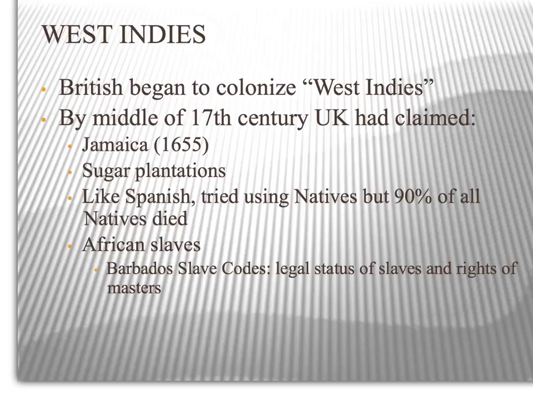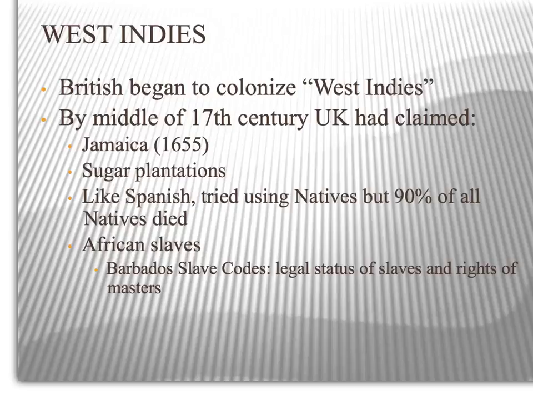The West Indies, the British began to colonize the West Indies. By the middle of the 17th century, the UK had claimed Jamaica, 1655, and other sugar plantations like the Spanish. They tried to use natives, but 90% of them had died. Jamaica in 1776 was actually more profitable than the 13 English colonies, which I think is rather interesting.